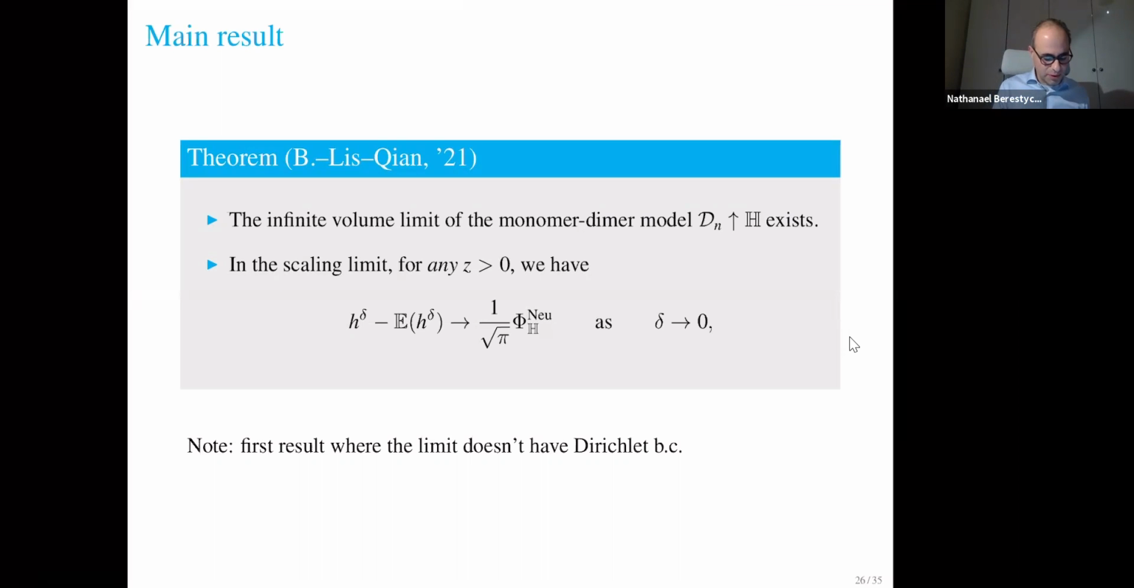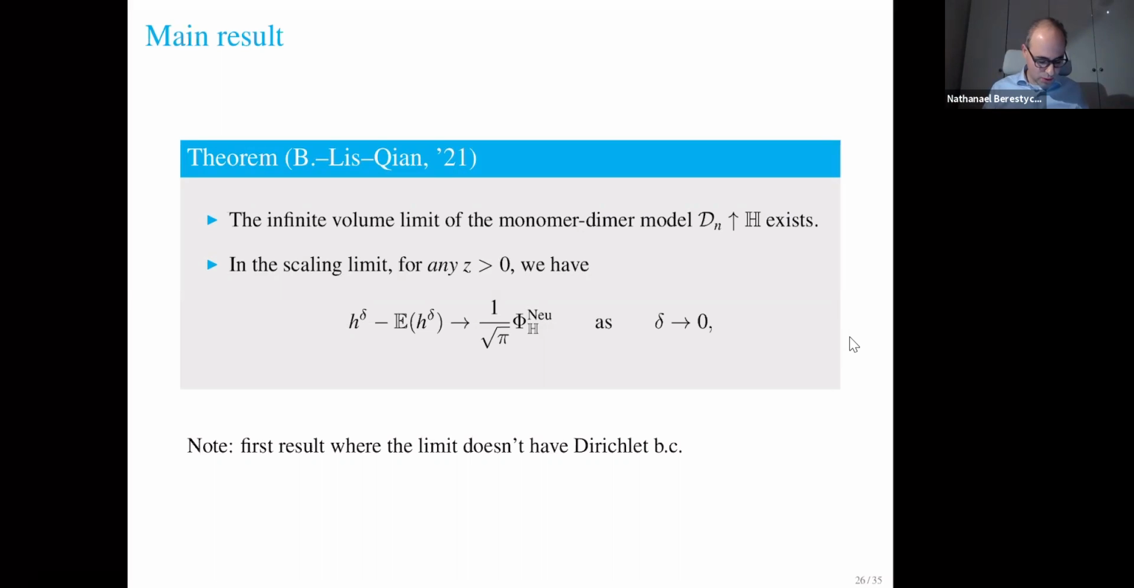So the first part of the result says that as n tends to infinity, the infinite volume limit of this random monomer dimer configuration exists. It's not trivial. There's no monotonicity. In fact, it's a very technical part of the paper that allows us to say that.